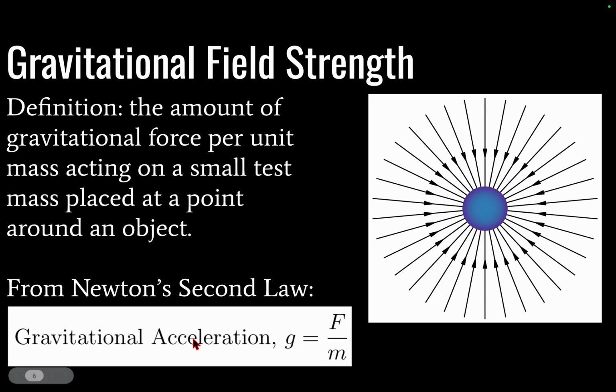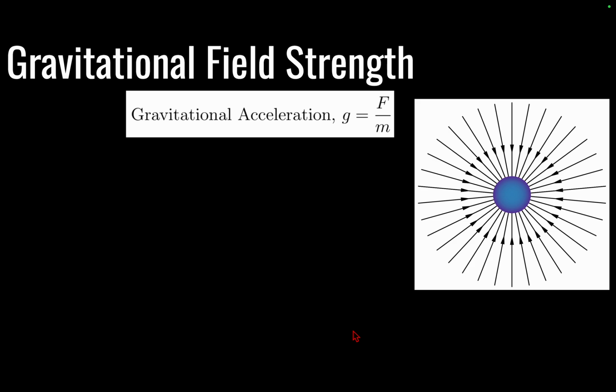From Newton's second law, we know that gravitational acceleration will be equal to force divided by mass. So this does explain the unit you may have seen for gravitational acceleration, Newton per kilogram, which is exactly equal to meter per second squared. You can break this down using algebra if you'd like.